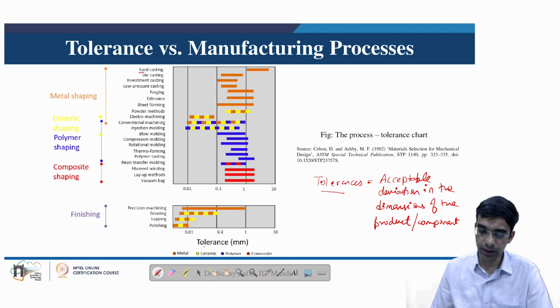millimeters. Here again tolerance is shown on the x-axis in millimeters, and the manufacturing processes are listed on the y-axis, and they are color coded in the same fashion. Orange is for metals, yellow is for ceramics, blue is for polymers, and red is for composites. For example, the sand casting process can manage very heavy components, as we have seen in the previous slide, and the tolerance that it produces is also very large.